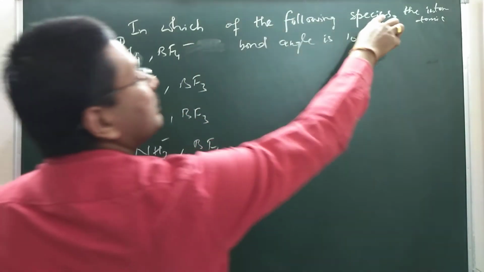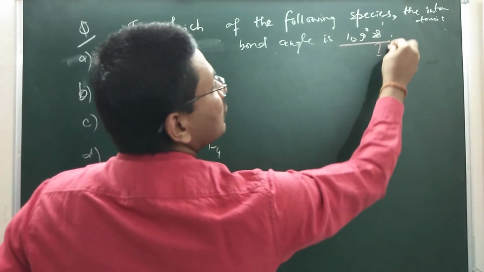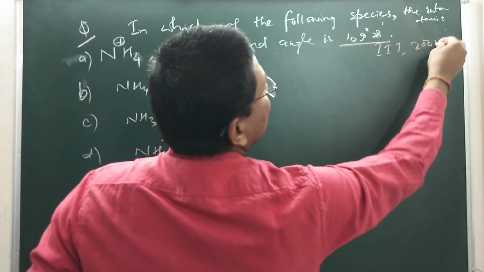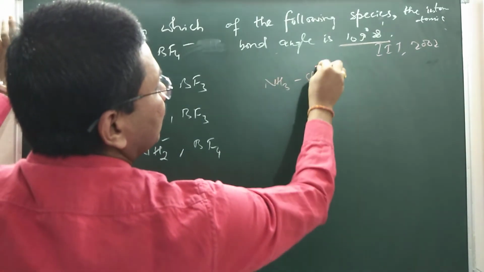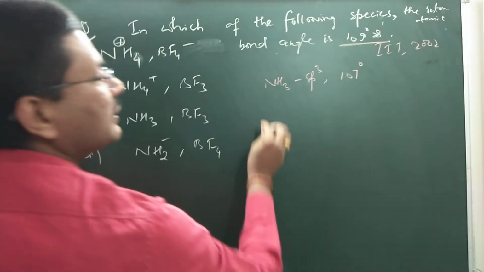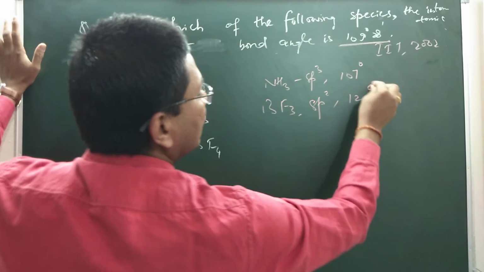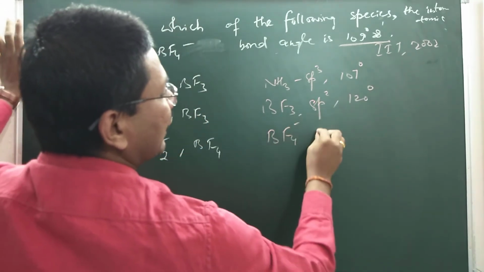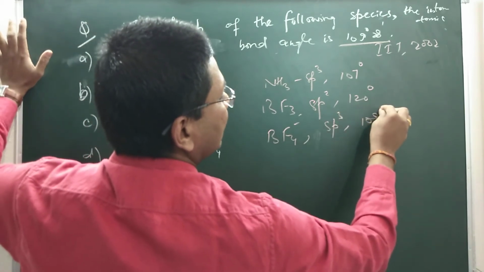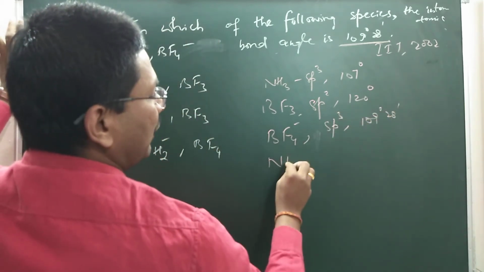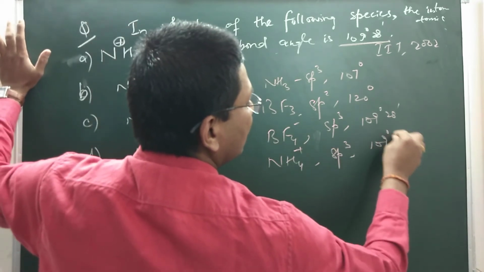In which of the following species is the interatomic bond angle 109 degree 28 minutes? This was also an IIT 2002 question. So just see, student. Ammonia is sp3 but the bond angle is approximately 107. BF3 is sp2, bond angle is 120. BF4 minus is sp3, bond angle is 109 degree 28 minutes. NH4 plus with no lone pair is sp3, bond angle is 109 degree 28 minutes.